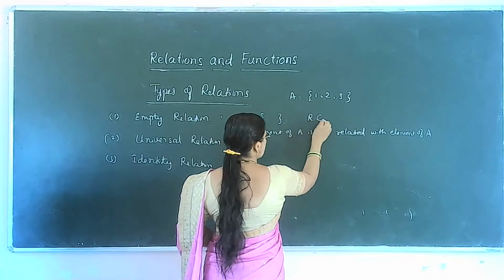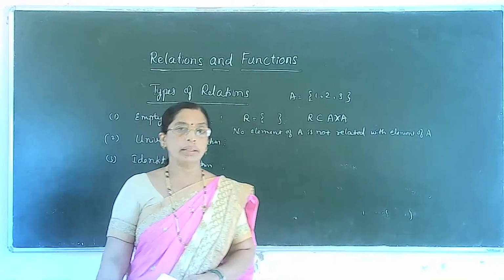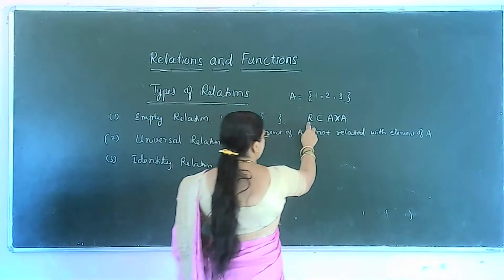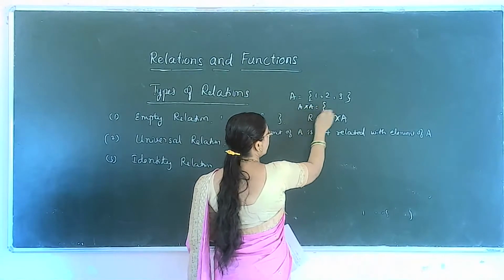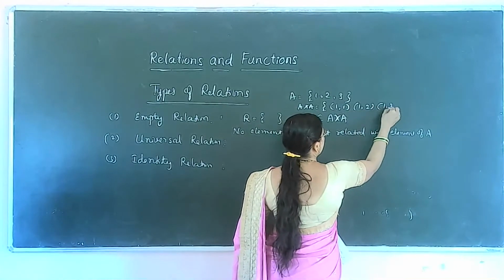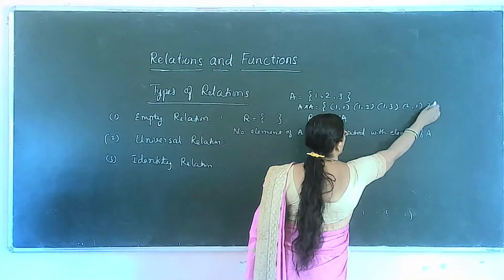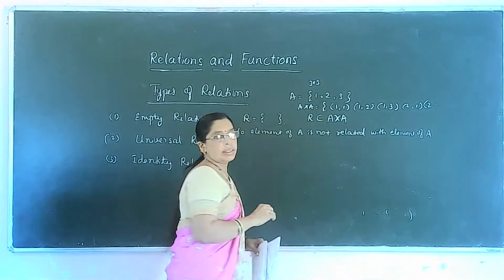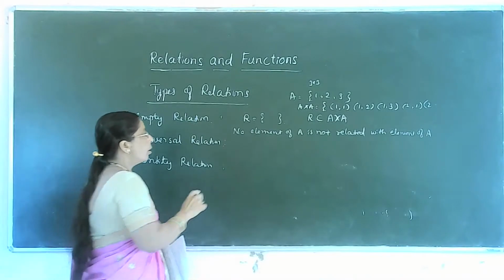R is a subset of A cross A here. Here we take only one set. We find the relation on A cross A, which means A cross A is equal to (1,1), (1,2), (1,3), then again (2,1), (2,2), and so on. There are 3 into 3, that is 9 ordered pairs in A cross A.